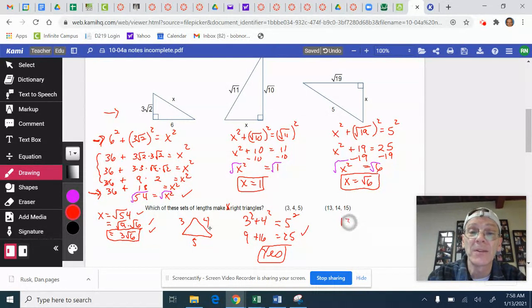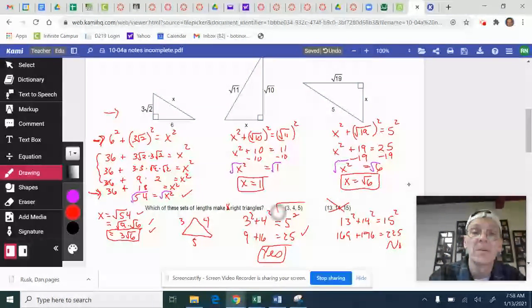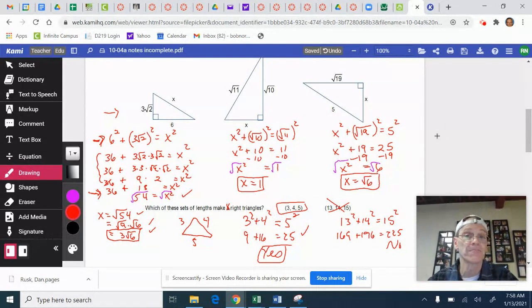And with the 13, 14, and 15, do the same thing. The 15 would have to be the hypotenuse because it's the longest. This is 169, this is 196. 15 squared is 225. 169 plus 196 doesn't add up to 225. No, false. That's all there is to it, okay?